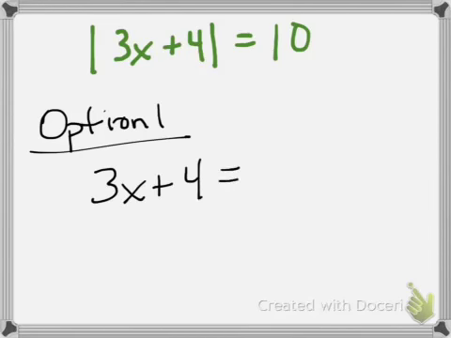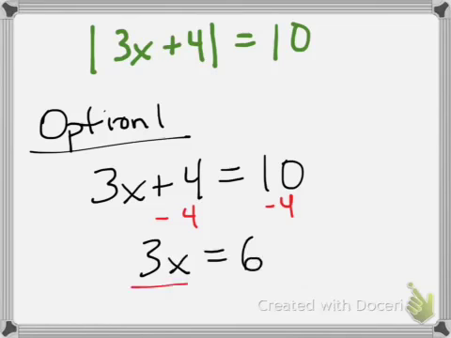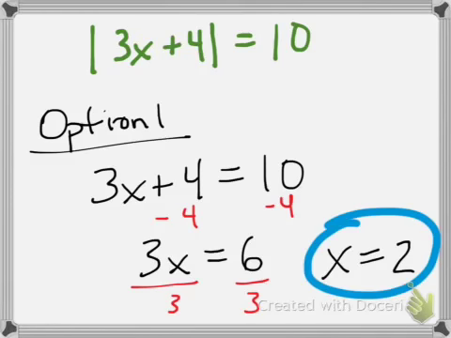So with option 1 we have 3x plus 4 equals 10. And go ahead and solve that. We would subtract 4, divide by 3, and get our answer, x equals 2. Now let's look back to the original problem. If we plug in x equals 2, we'll get 3 times 2, which is 6, plus 4, which is 10. And 10 is equal to 10.